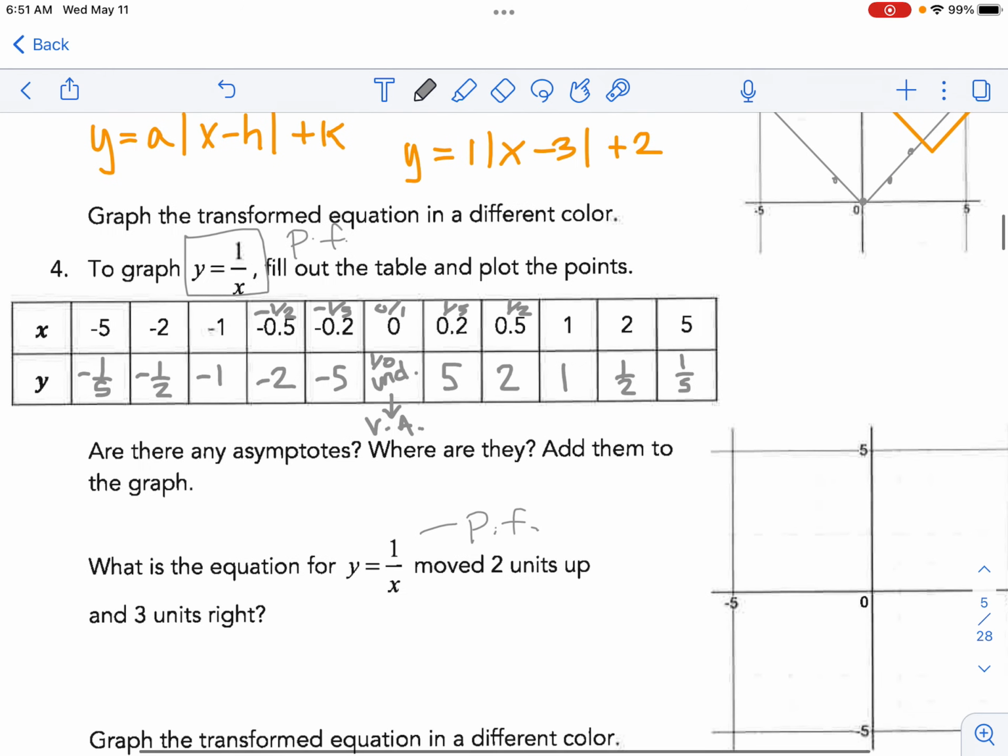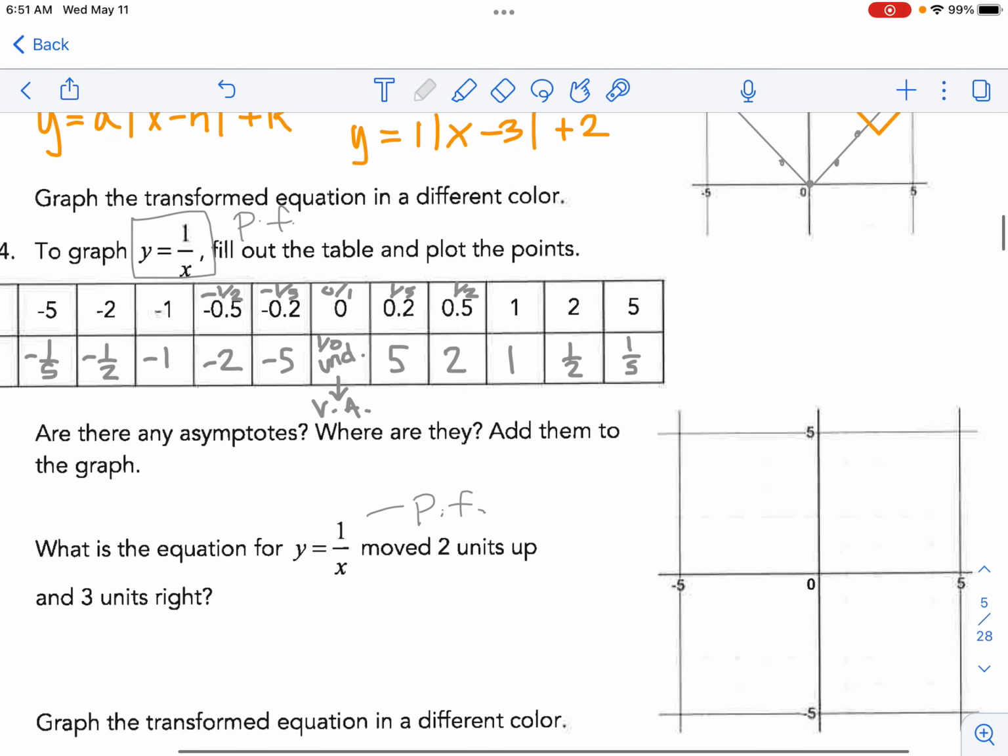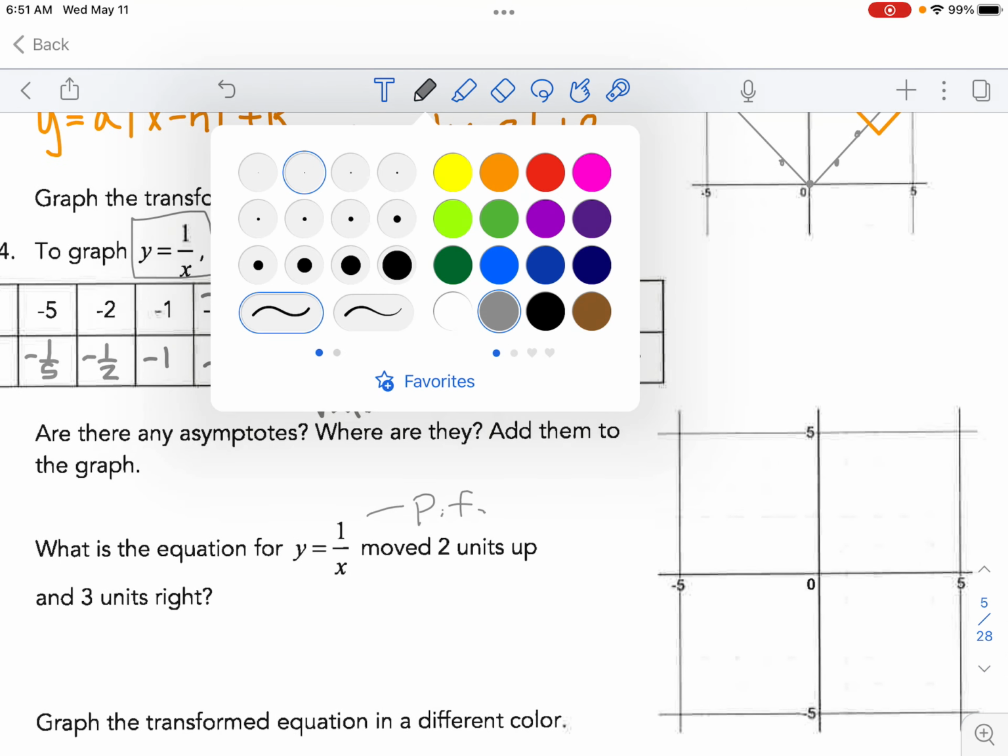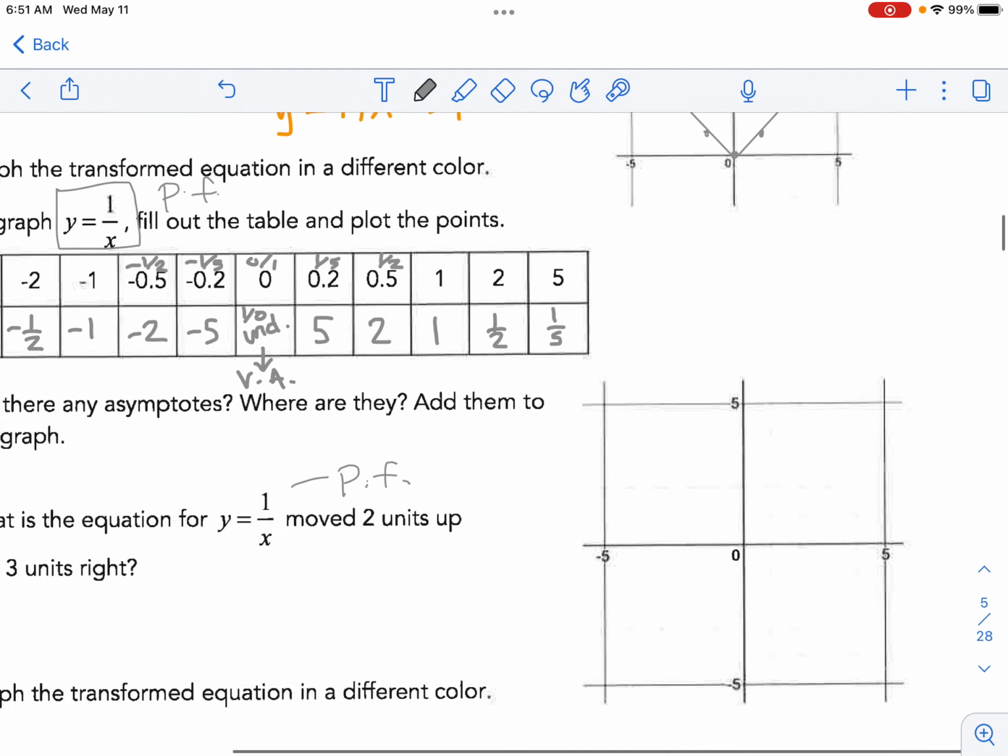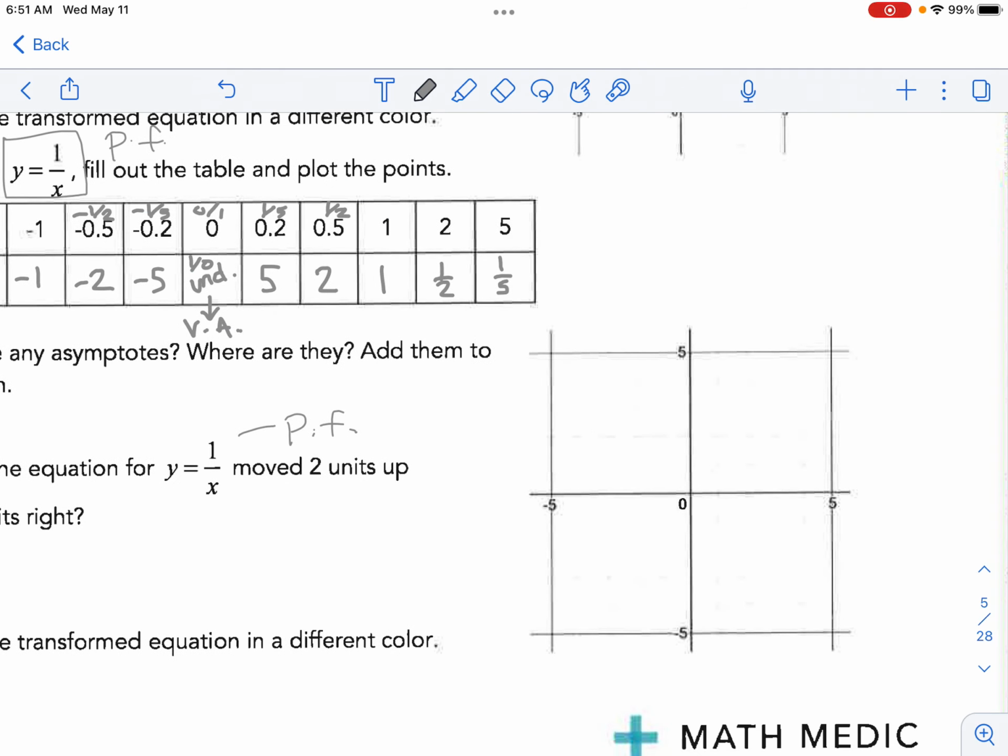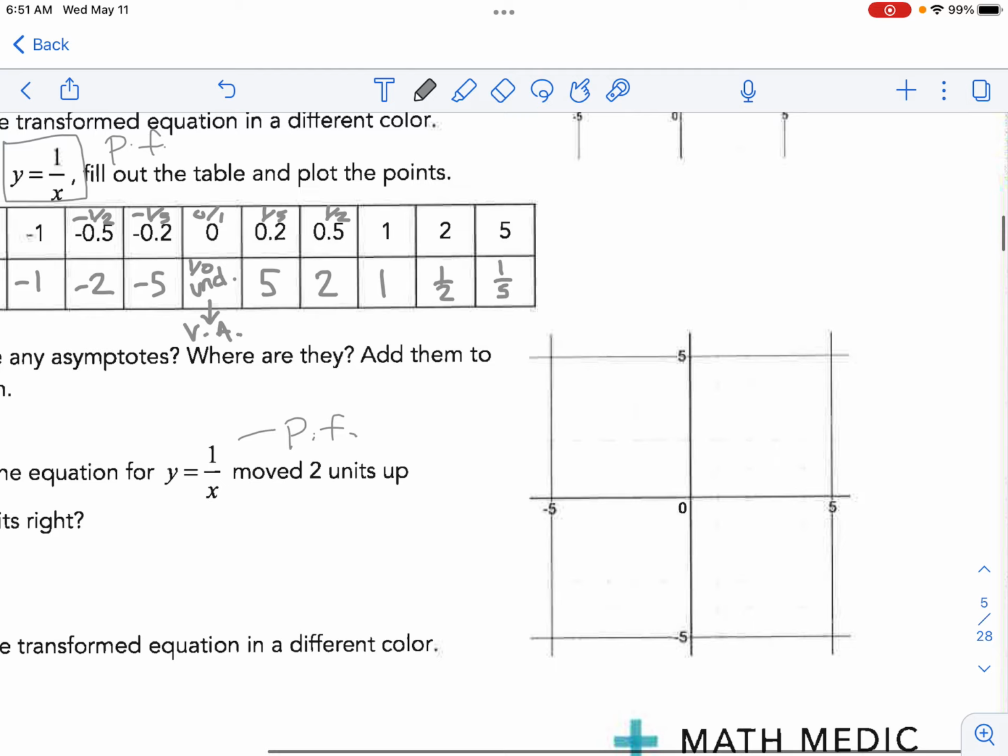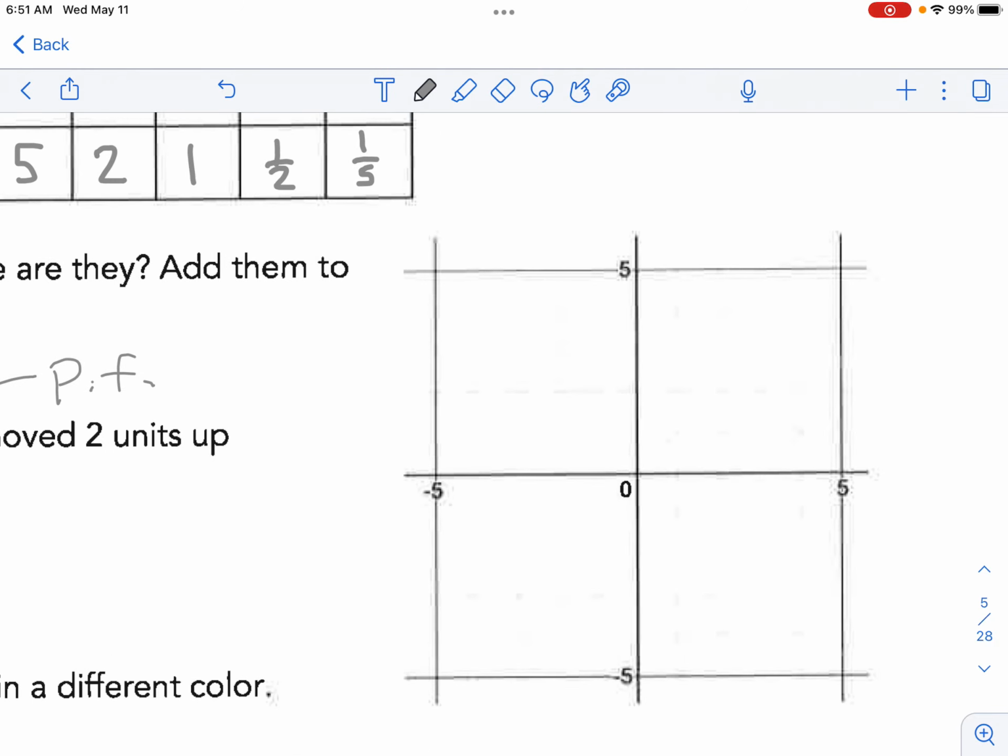So graphing those points, I'm going to go back to that thinner pen now. We know that we have an asymptote when x equals 0, a vertical asymptote. So that is this axis right here. It's going to be hard because I'm writing in gray here, unfortunately. But we have that asymptote right there.